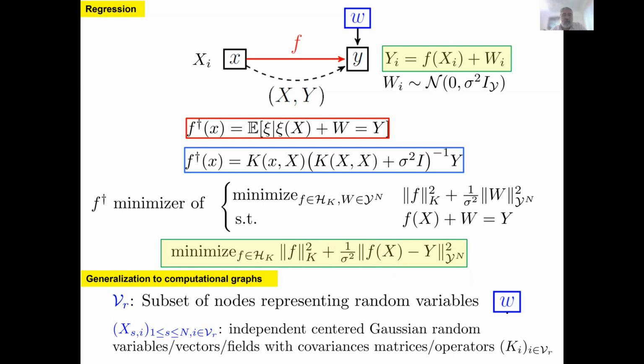Now, we will employ a similar strategy to relax the functional dependencies imposed by computational graphs. What this means in practice is that we let a subset of the nodes of the graph represent random variables, and we will draw those nodes in blue. And what we mean by the node I representing a random variable is that we assume that the corresponding entries of the matrix X are independent, centered Gaussian random variables, vector fields with covariance matrices or operators indexed by the underlying node.